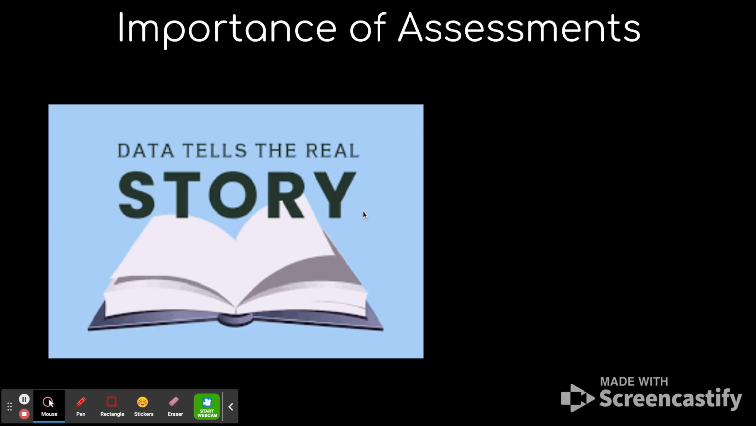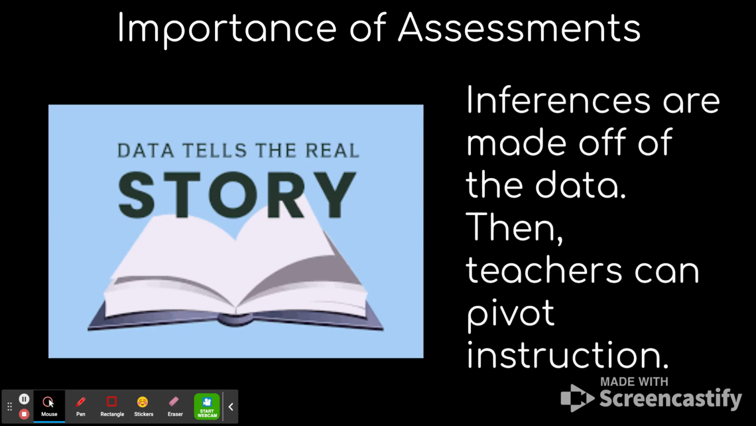So the last piece of the why is that data really tells us the real story. If we don't have the data, we don't really have anything to support what's happening. And then inferences are made off of the data, so then you can pivot your instruction and plan accordingly.